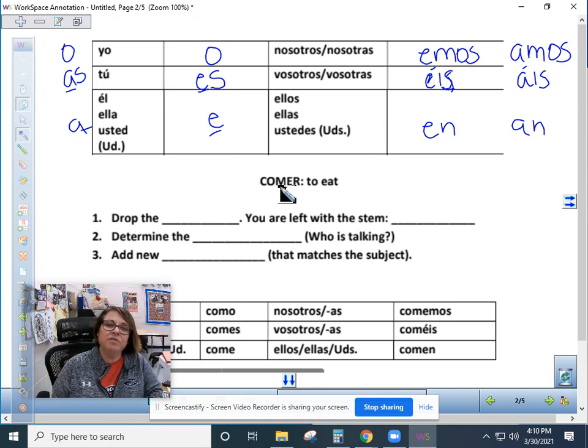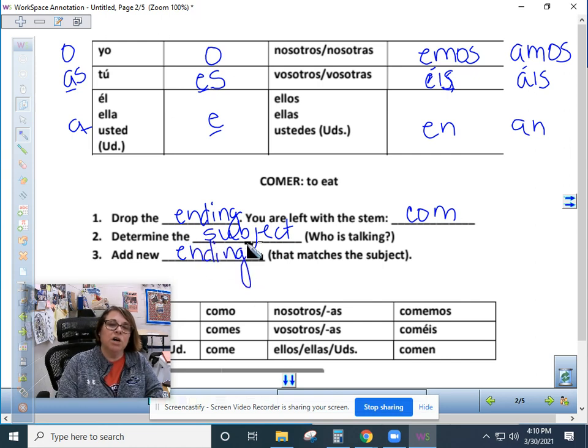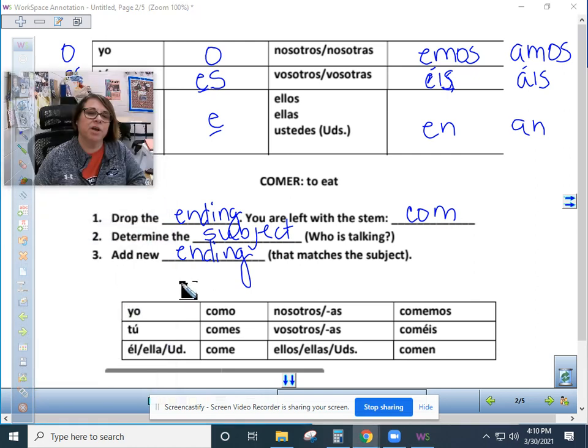Okay? So let's look at the verb comer, to eat, and we're going to conjugate it into all of its forms. So again, go through the steps. Drop the ending, right? The ER in this case. You're left with the stem COM. Determine the subject. Who is talking, who is eating. Add new ending. If we look at our chart, basically we've taken the stem and just added our endings. Do you see that? Como, comes, come, comemos, coméis, comen.